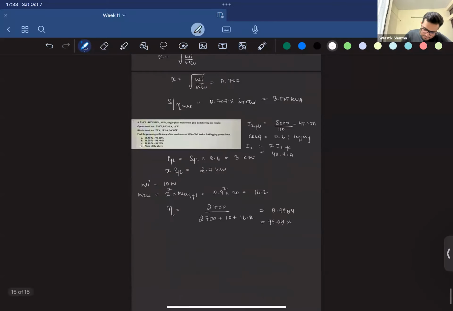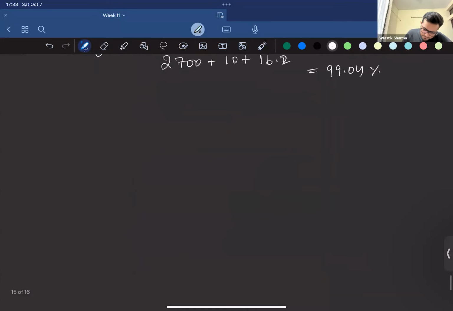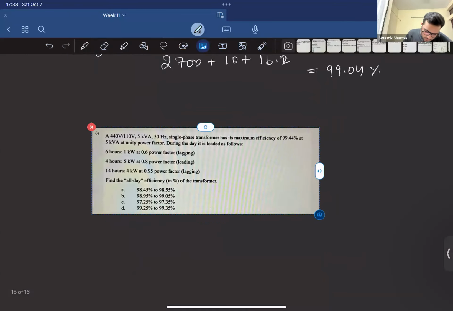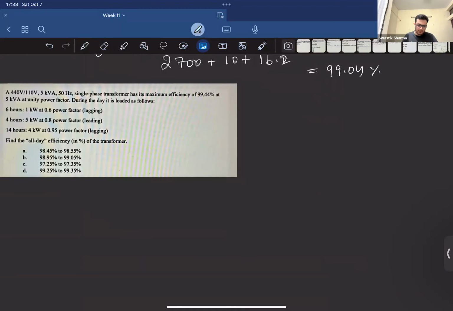So we'll move ahead. So we have this question. Here, a 440 volt, 110 volt, 5 kilovolt ampere, 50 hertz single phase transformer has a maximum efficiency of 99.44% at 5 kilovolt ampere at unity power factor. During the day, it is loaded as follows. Find the all day efficiency.